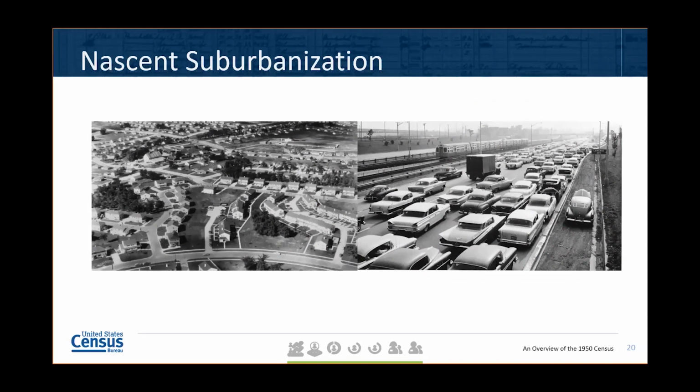But in the coming decades, nearly all of the increases in the metropolitan share of the population would be due to growth in suburbs, not in the central cities. So by 2000, 80.3% of the nation's population lived in a metro area, and fully 50% of the country's population lived in suburbs and 30.3% in central cities.